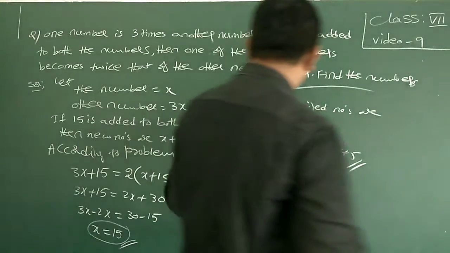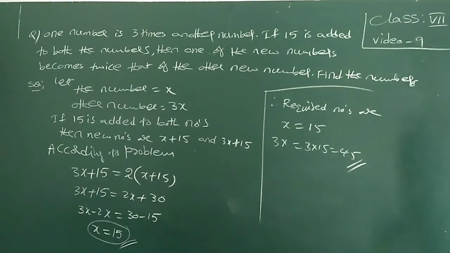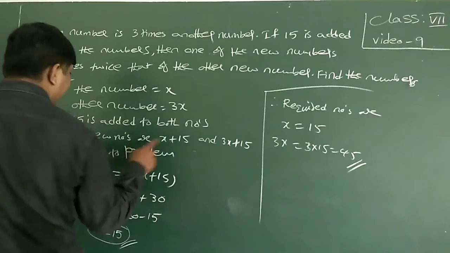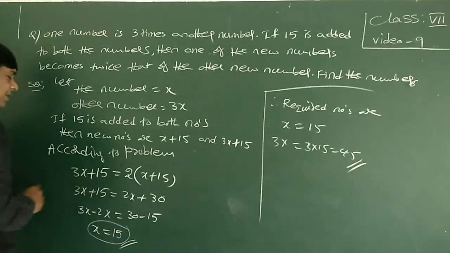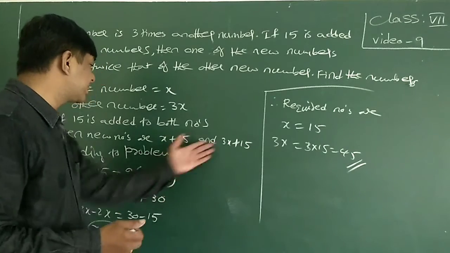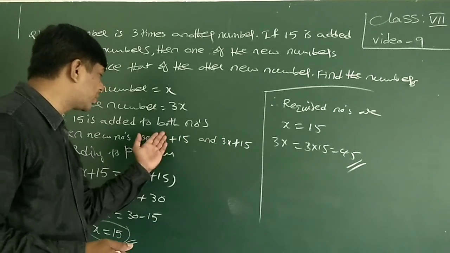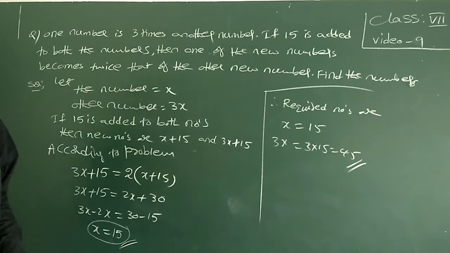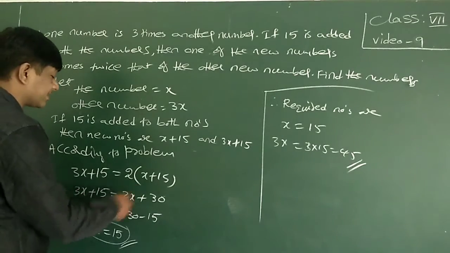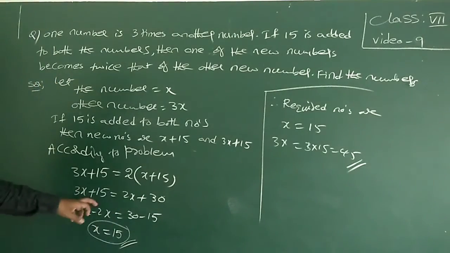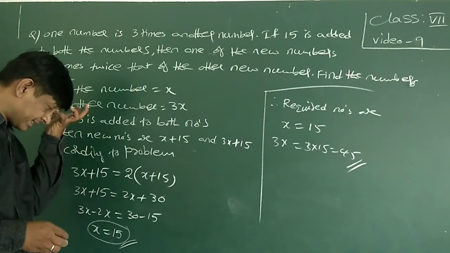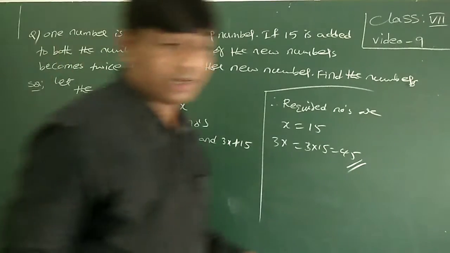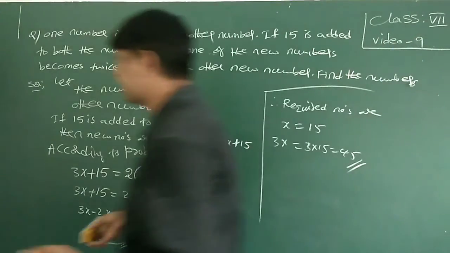If 15 is added to both numbers, we get x plus 15 and 3x plus 15. These are the new numbers. Now, according to the problem, from these new numbers, this number is larger than this one, so it will be 2 times this number as per the question. So 3x plus 15 is equal to 2 into (x plus 15), which is 2x plus 30. 3x minus 2x is 30 minus 15. x is equal to 15. Please write down. Hope you understood. In case of any doubts, please text me.